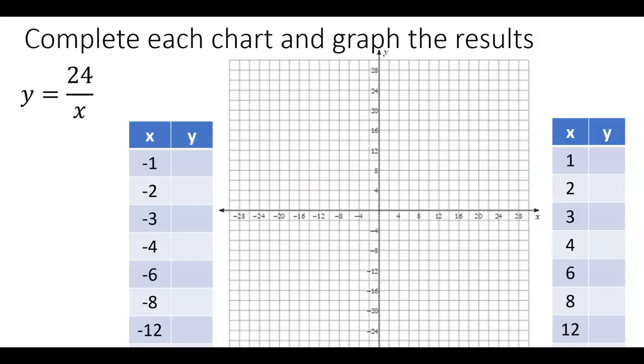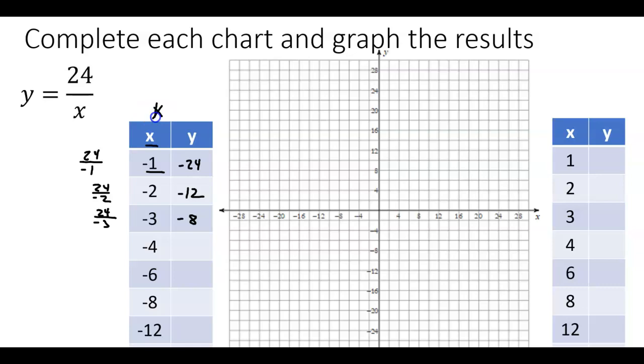So let's do this one. I'm going to plug in -1. If I were to plug in -1 for x, 24 divided by -1 would be -24. If I were to plug in -2, 24 divided by -2 would be -12. If I were to plug in -3, that would give me -8. Okay, so you're just going to keep doing that for all the numbers here.